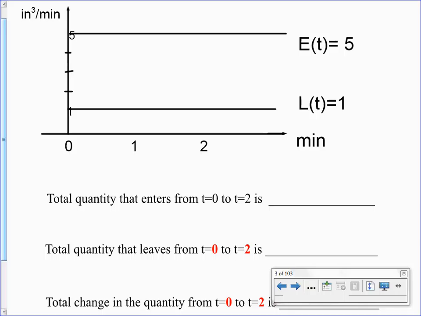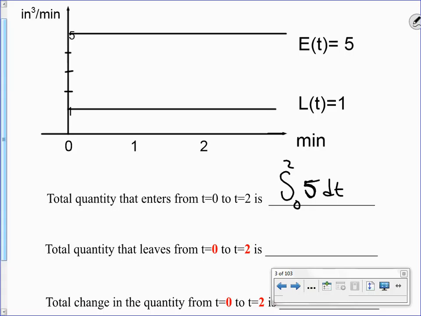Okay, you took the rate at which it enters and multiplied by the time, right? Yeah, and another way we could have done that is we could have taken the antiderivative of the rate at which it enters, 5, from time 0 to 2. We want the total amount that enters. We can integrate the rate at which it enters. That's my 5.